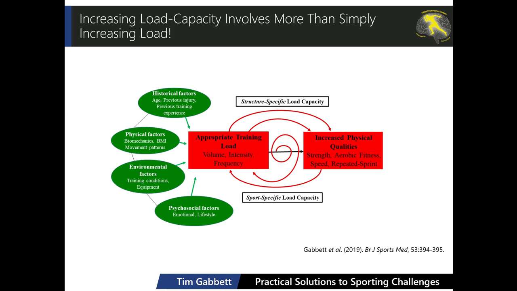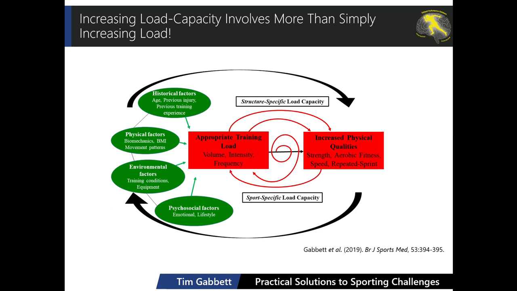These moderating factors feed forward and feed back to influence our physical qualities, which in turn influences our adaptation at any given point. It's when we consider all of these factors together, the load capacity relationship and how they interact with these moderating factors, that we can get to a point to decrease injury risk in our athletes.